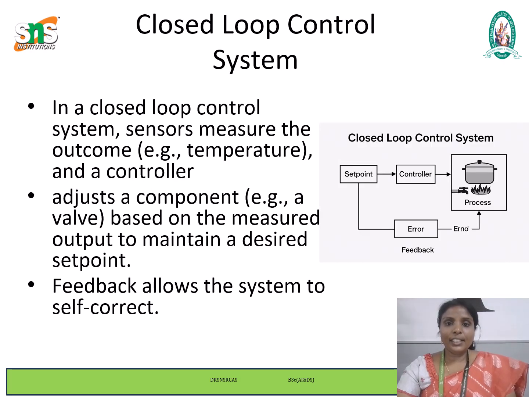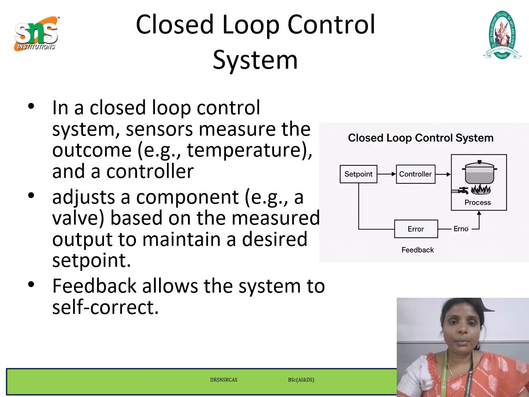Next, we see the control loop structure. A closed loop control system operates by continuously monitoring the output of a process and making adjustments to maintain a desired state or set point. In such a system, sensors are used to measure the current outcome, such as temperature, speed, or position. The sensor provides real-time data that reflects the actual conditions of the system.